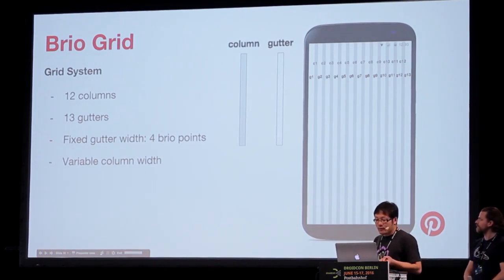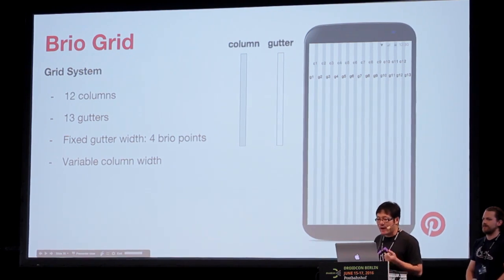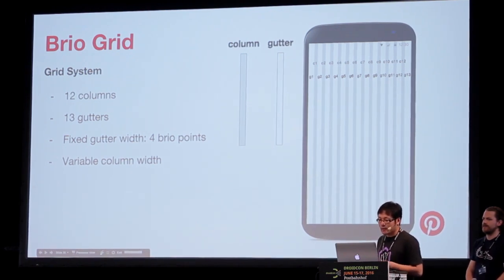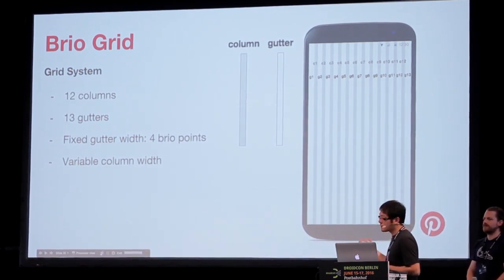So the gutter width always has a fixed number of Braille points, while the column width varies for the Braille grid. The Braille grid is the second key element of this design. The whole Braille grid will look proportionally consistent on different screen resolutions.